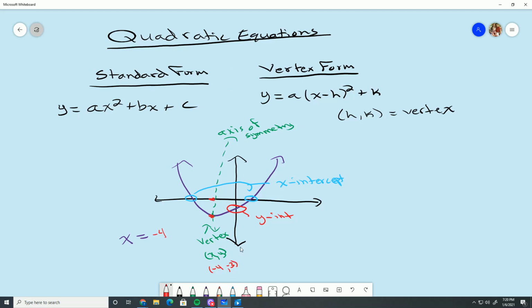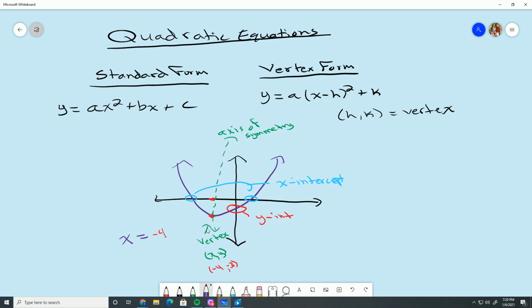So the other part that I would like to point out to you right now is that this is considered a positive parabola. It's a positive quadratic because it's opening up, and the way that you can identify that is by looking at the standard form or the vertex form. If A is positive, it's opening up. If A is negative, it'll be opening down.